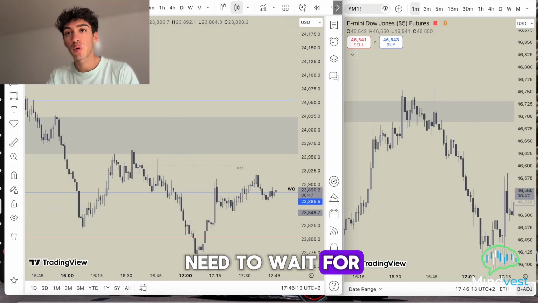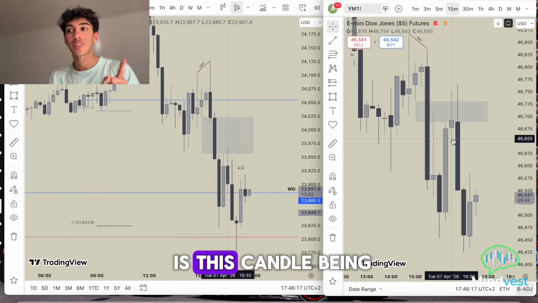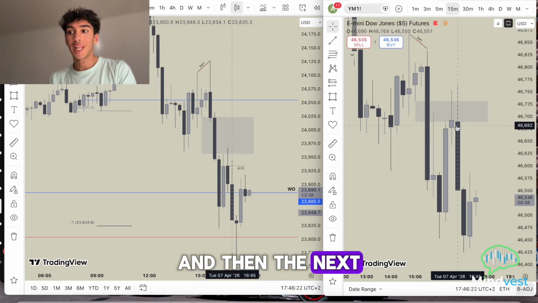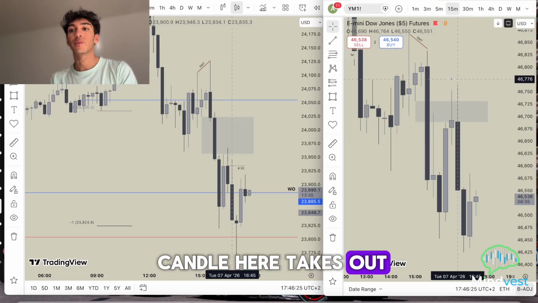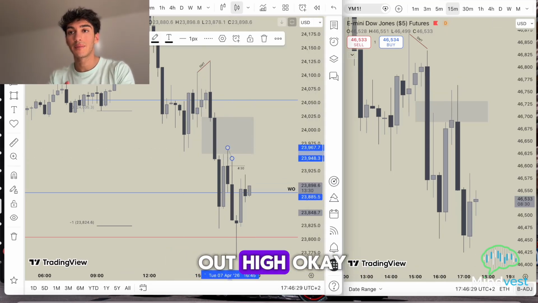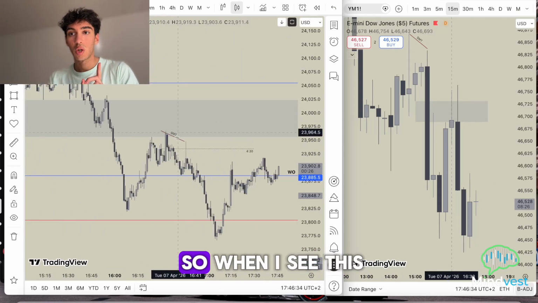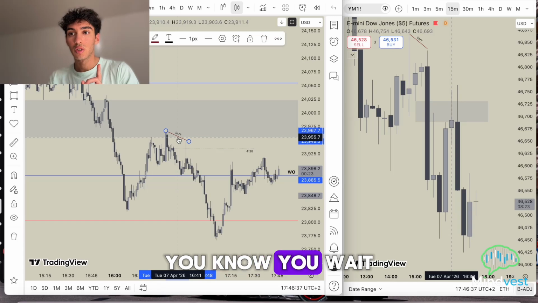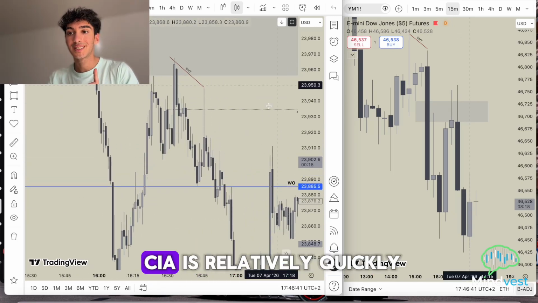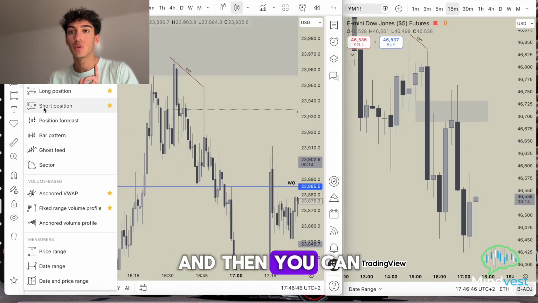So what I need to wait for is a 2-stage. I have my initial 1-stage, which is this candle being a PSP, a bearish close and a bullish close. And then the next candle here takes out the PSP high. Here, this candle does not take out the high. SMT top. This candle is not taken out. So when I see this, you wait for it to CISD. You can see it CISDs relatively quickly in 2 candles. And then you can short.